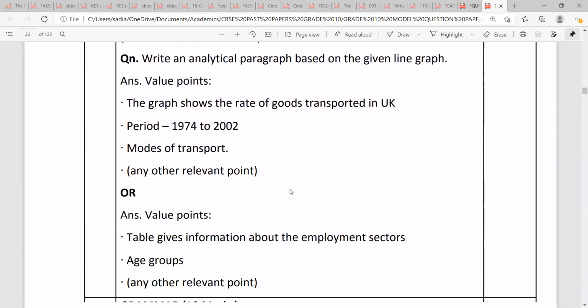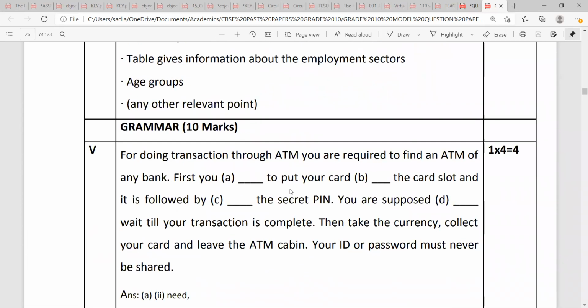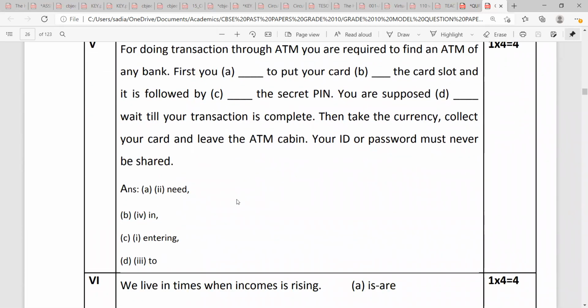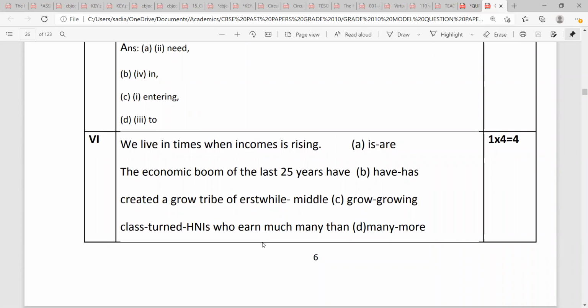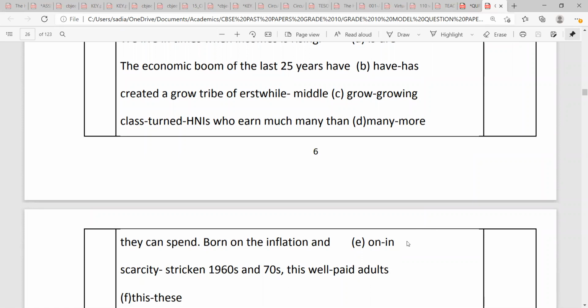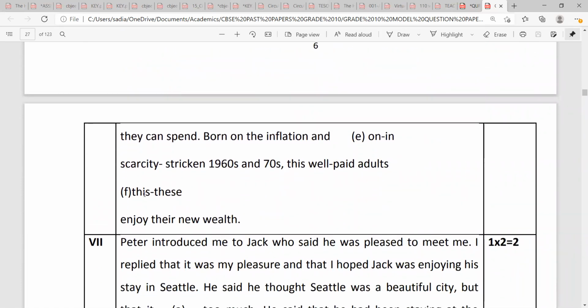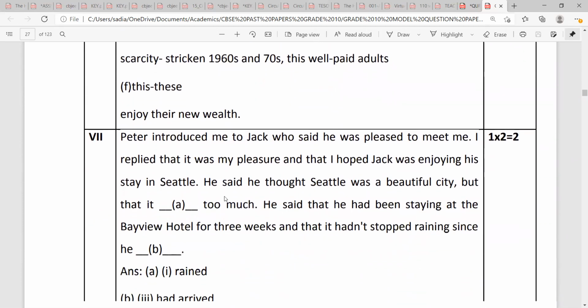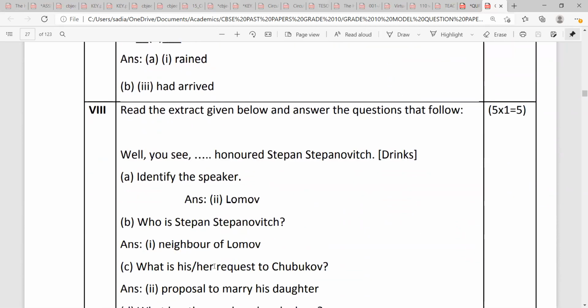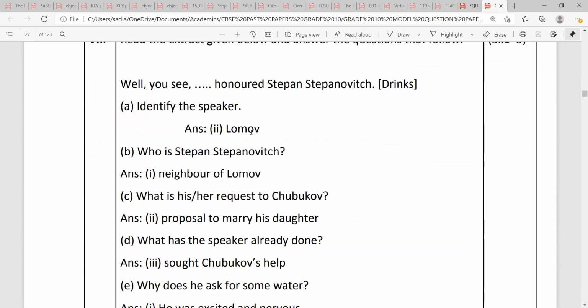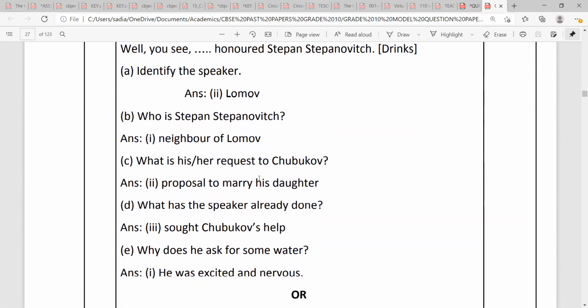Value points are listed here for your reference. Grammar, the answers are given at the bottom. That is here. Error and the correction, error, correction, error, correction. Again, error and correction. The answers are given over here. For A, it is rained. For B, it is had arrived. The answer is given over here. The question and the answer.